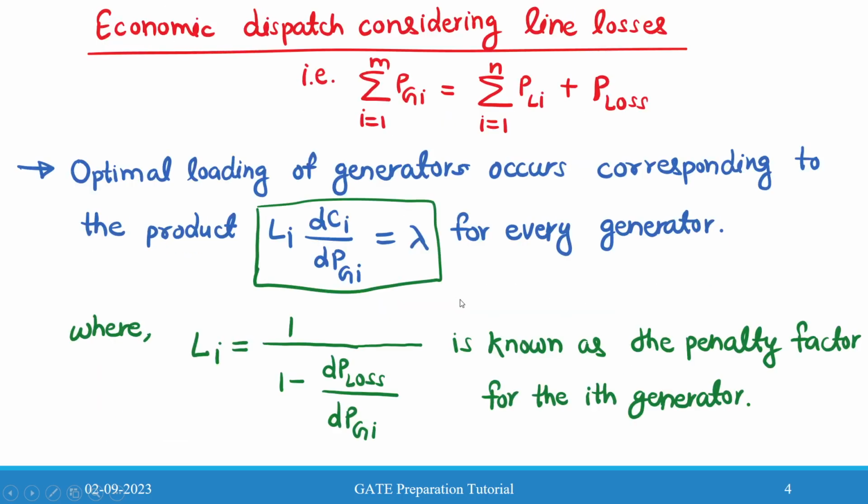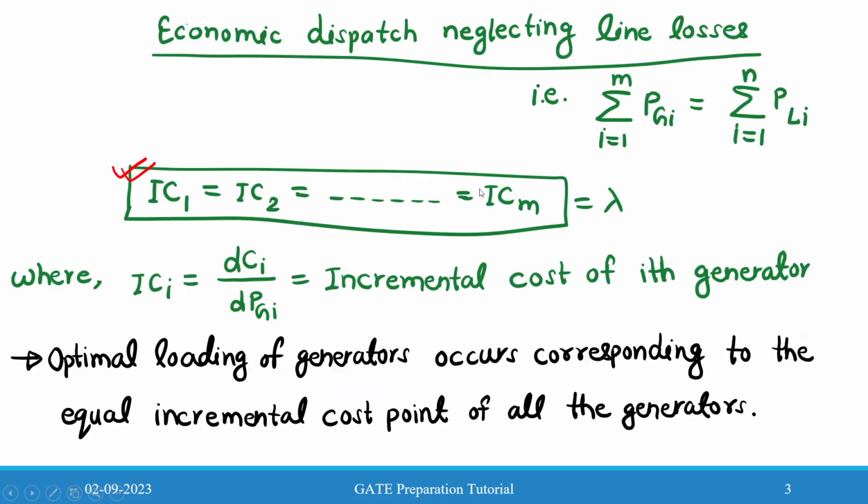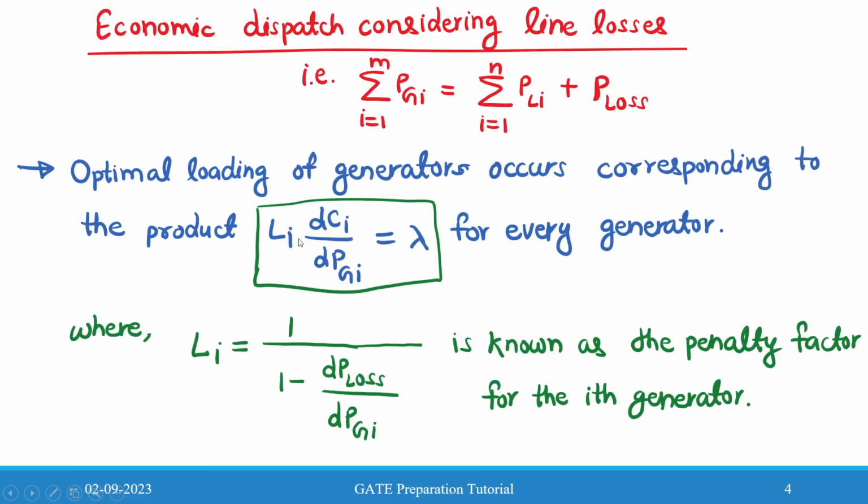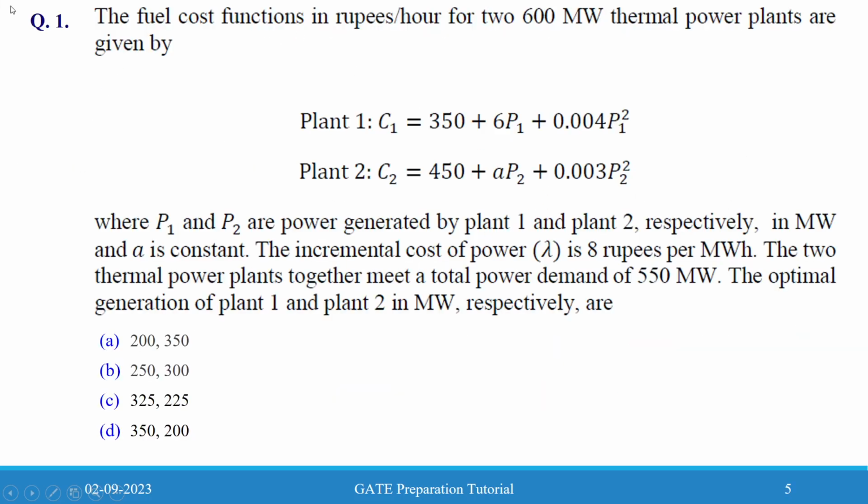So now we will solve the problems based on these two expressions. The first expression is for the case in which line losses are neglected, and the second expression is the one in which the penalty factor comes. So the first question we have is this; you can try it yourself, and after 1 or 2 minutes I will solve this problem.